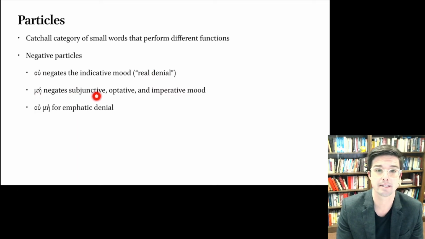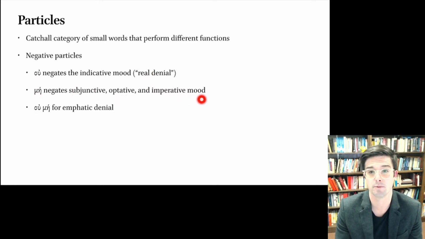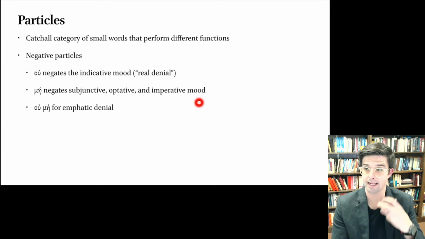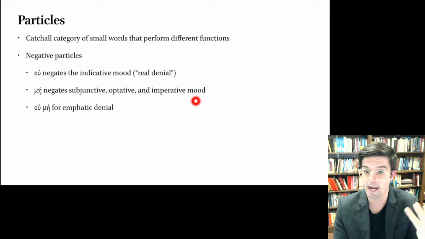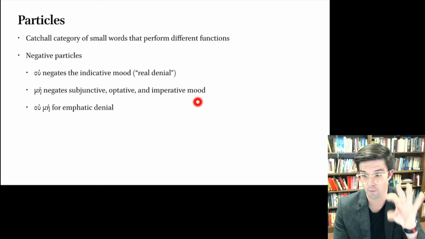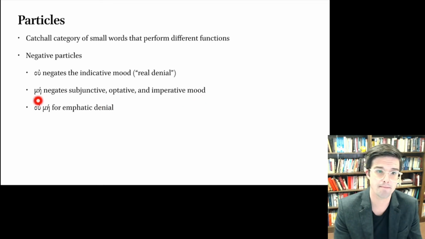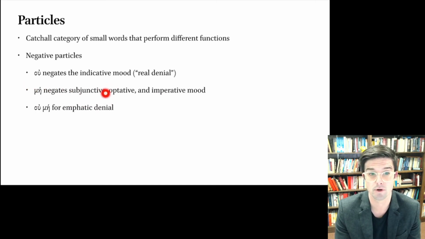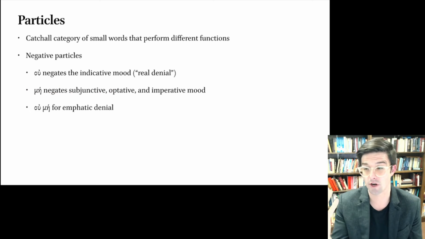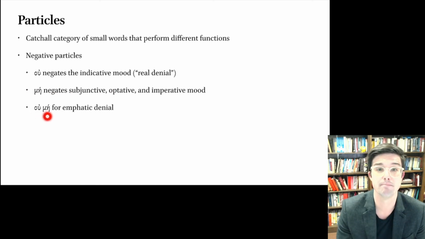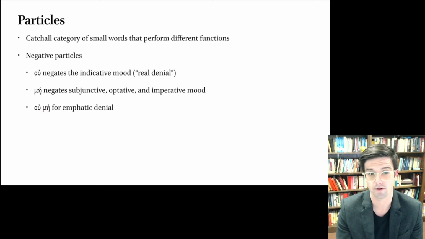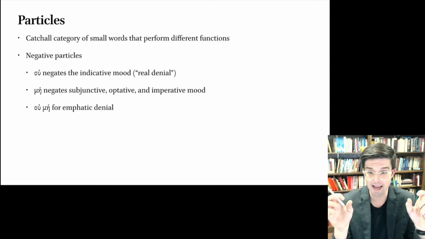Me negates the subjunctive, optative, and imperative moods. All of these moods indicate something that is possible or might happen, but isn't necessarily real in the past, the present, or the future. So me is used for the non-indicative moods. Ou is used to negate the indicative mood. And if one wanted to really strongly negate something, you combine the two negative particles and use ou me to emphatically deny something.